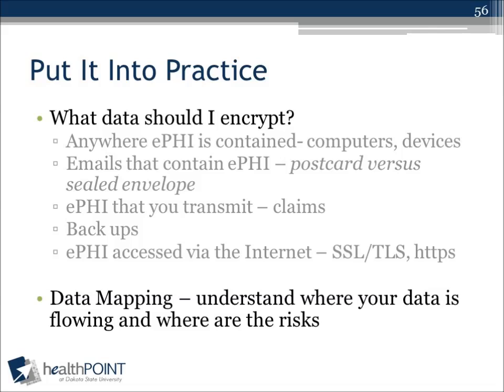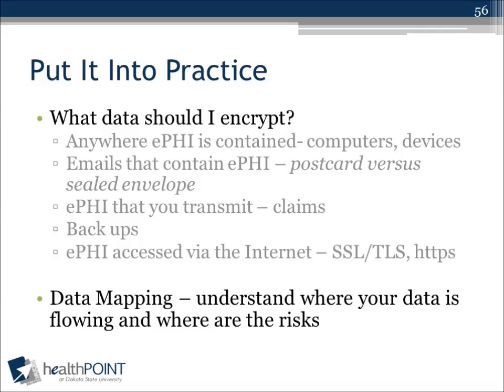So how do we put this in practice? Okay, so working off of that PHI inventory, so you know where PHI is located and contained, you have to determine what type of data you should encrypt. If it's anywhere on computers or devices, those have to be encrypted. Okay, number one, laptops, encrypt them. Any emails that contain EPHI must be encrypted when they're being transported. Because sending an email that is unencrypted is like sending a postcard with patient information versus a sealed envelope. Anyone who might stop it in its transmission can read it.